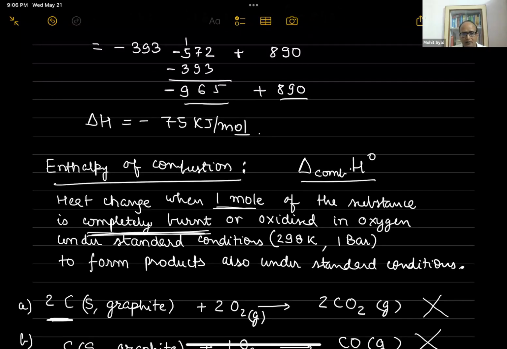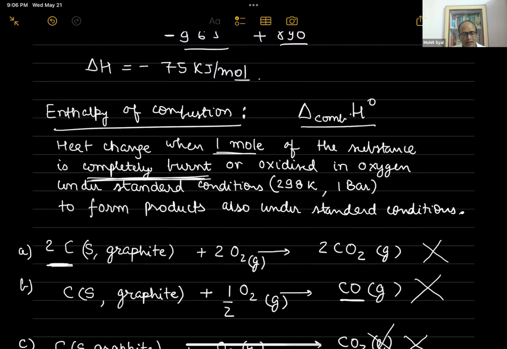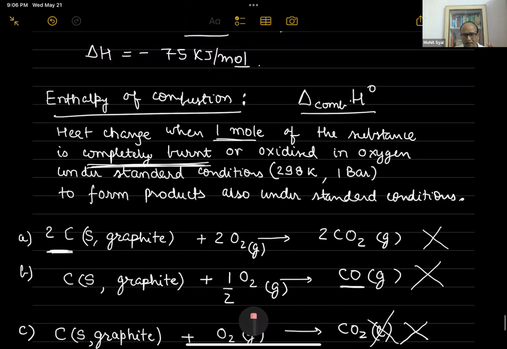Enthalpy of combustion you are having. Maha, what is enthalpy of combustion? Could you please just quickly tell me? What do you mean by enthalpy of combustion? The change in the heat when 1 mole of any substance is completely oxidized. Yeah, completely oxidized, burnt, right.